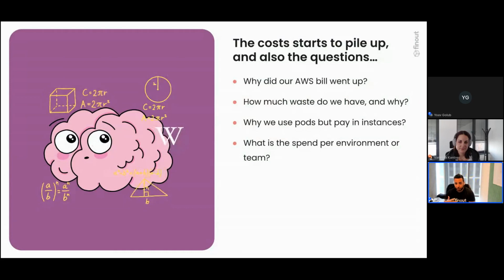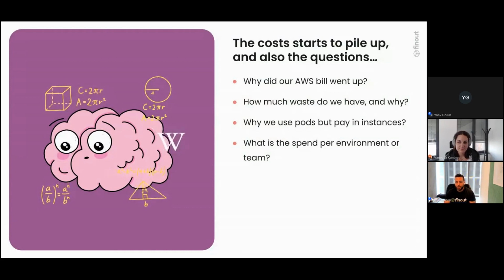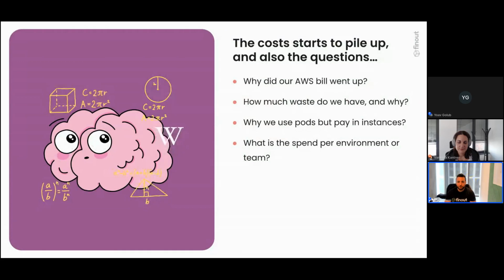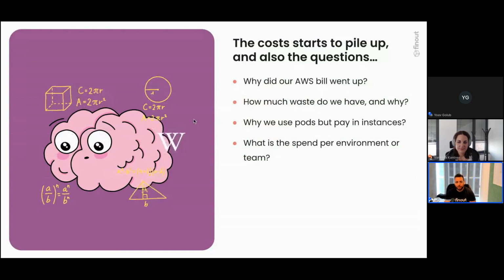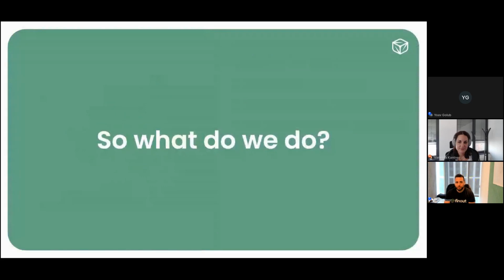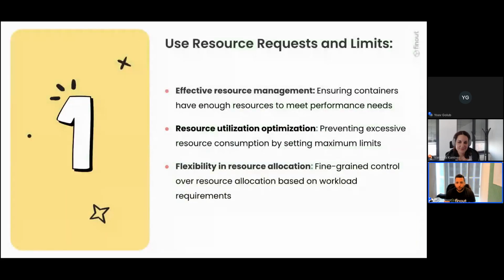Why, as I mentioned before, are we paying in instances, but we're running pods? So how can we translate them both? And when we're done, we need to start to allocate the cost. So how much did we spend per team? How much did we spend per environment, per resource, per customer, per whatever? So all of the questions that were partially answered when just running on bare metal cloud instances now start to get asked again. So what can we do?